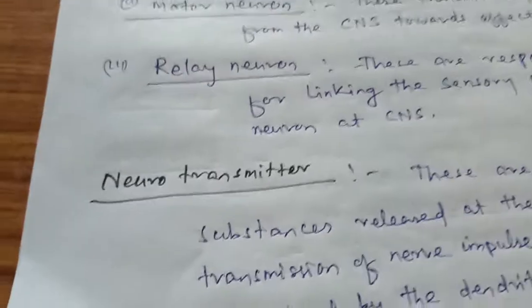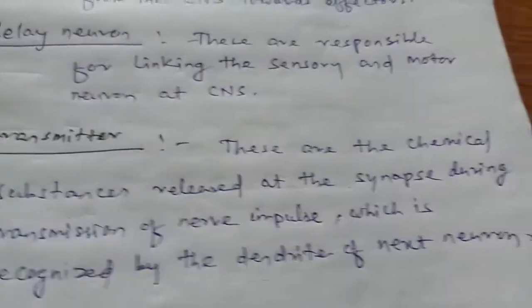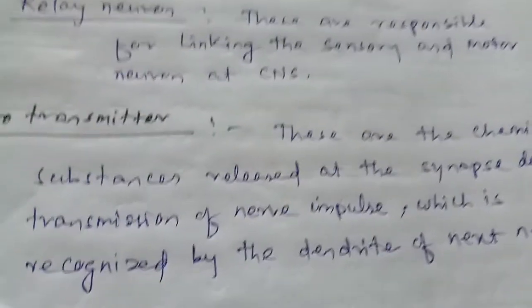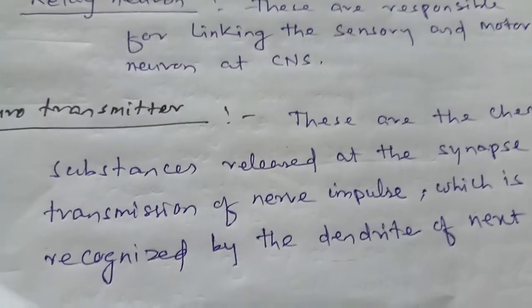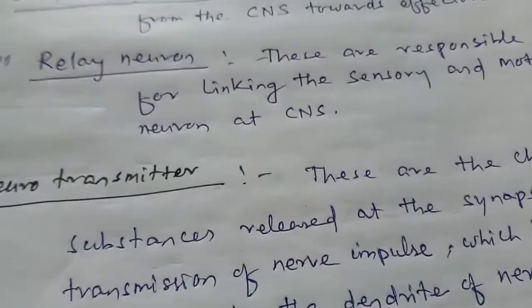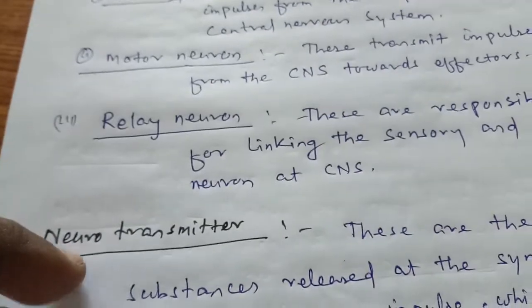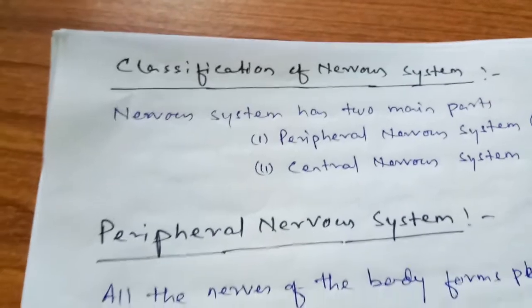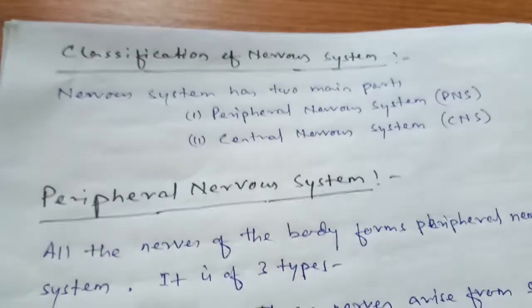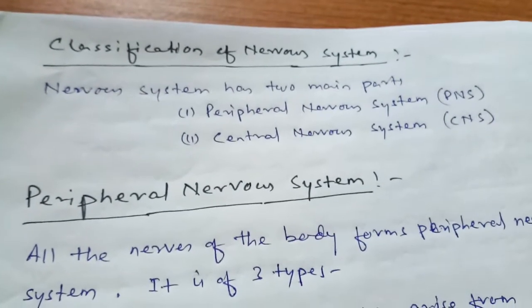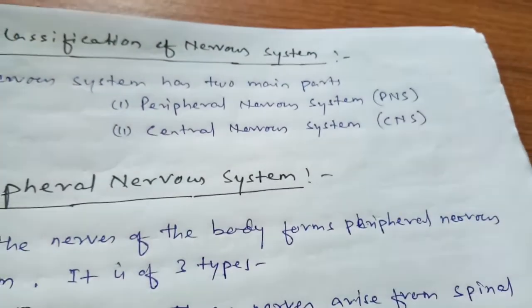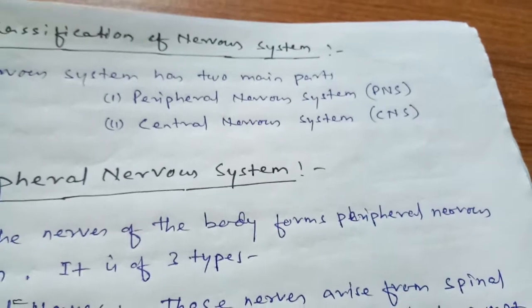Now look at neurotransmitters. Students, neurotransmitters are the chemical substances released at the synapse during transmission of nerve impulse, which is recognized by the dendrite of the next neuron. Now students, look at the classification of the nervous system. The nervous system is mainly classified into two parts: one is the peripheral nervous system, PNS, and the second is the central nervous system, that is CNS.